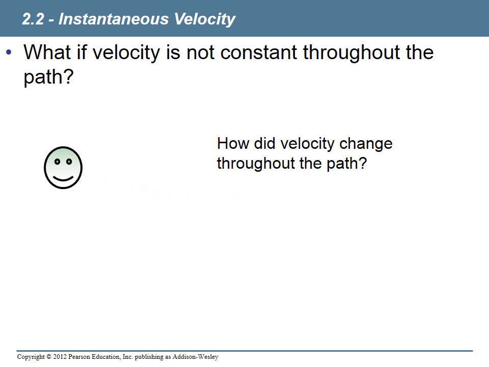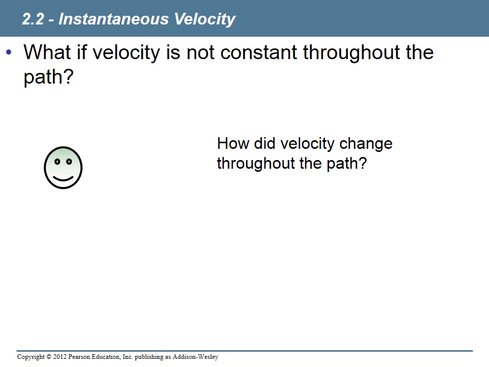So the velocity was not constant throughout the path. Sometimes we're going to want to know what is the velocity at a particular instant. What is the velocity when it's moving like this? What is its velocity over here? What is its velocity here? What was its velocity when it was stopped? When it stopped, obviously the position isn't changing, so its velocity is 0.